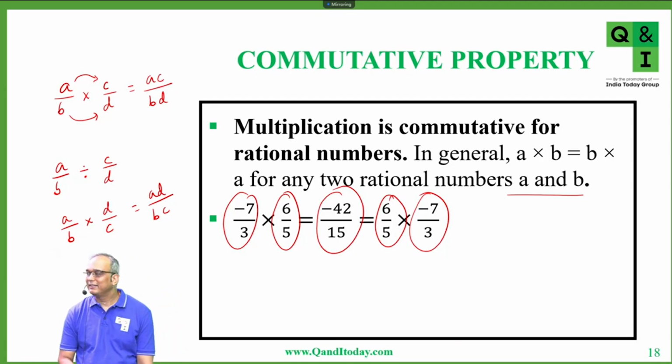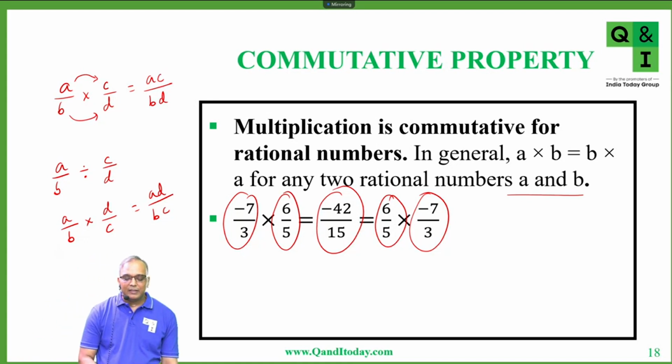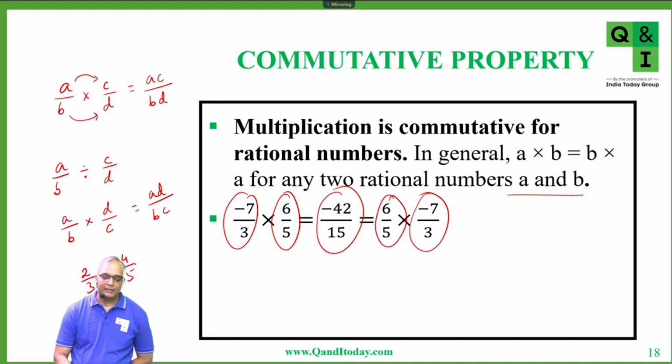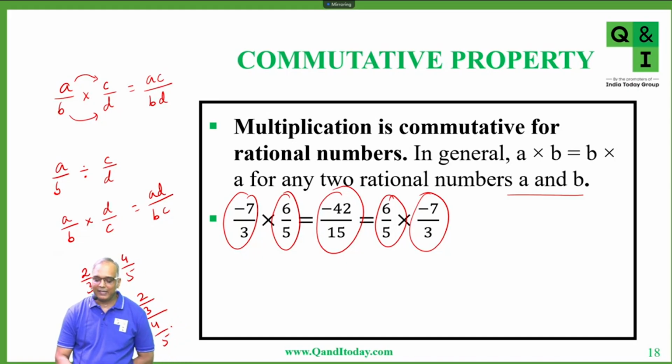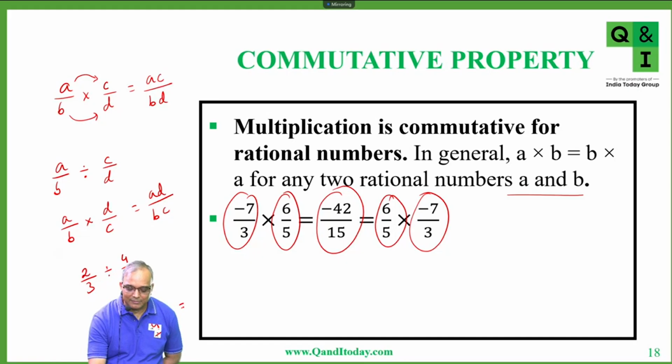Why is it necessary? Because these are two different things. For example, you have a number 2 by 3 and you are dividing it by 4 by 5. Because you are dividing it, you will write it as 2 by 3 over 4 by 5. When you solve this, this 5 will go and multiply with 2. This will become 10 over 12, and when you simplify it in terms of multiplication, this becomes 5 by 4.